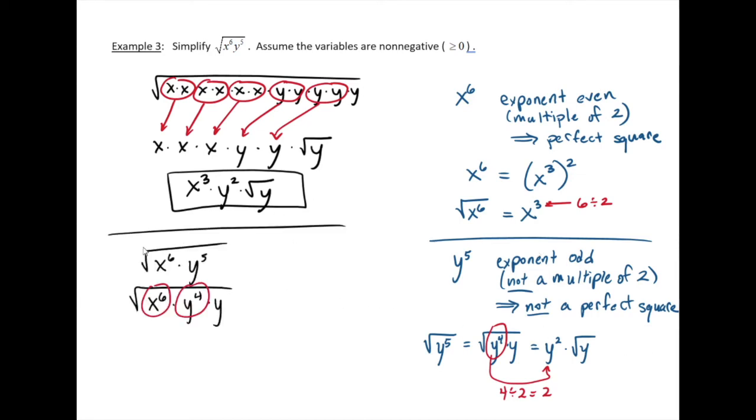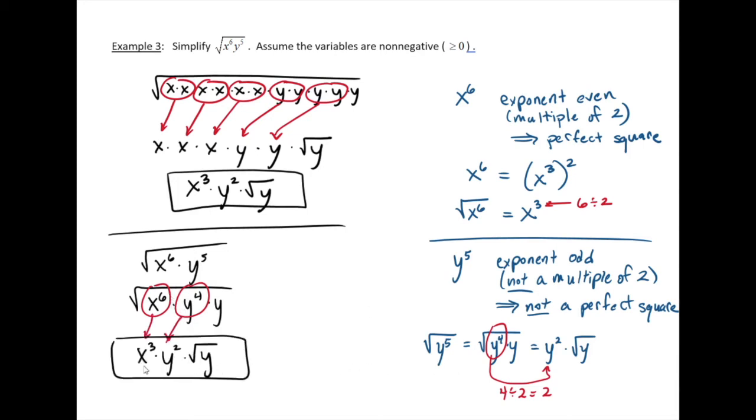So if we go back to the original expression and we use this shortcut, we first identify any variables that have exponents that are multiples of 2, so x to the 6th, and any variable that has an exponent that's not a multiple of 2, we factor out one of those variable factors, and we're left with an exponent that is a multiple of 2. And now we can simplify by taking the square root of each of these perfect squares separately, and we'll be left with a y on the inside. Remember the shortcut, when we take the square root, is to divide the exponent by 2.